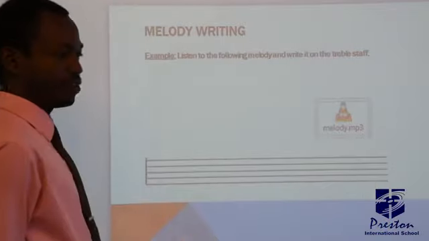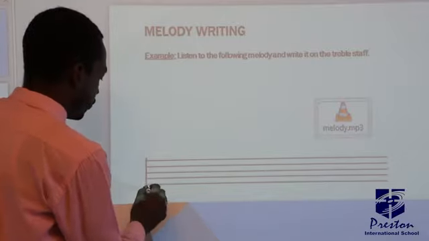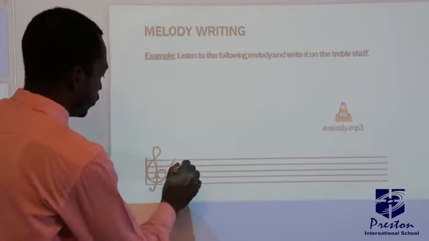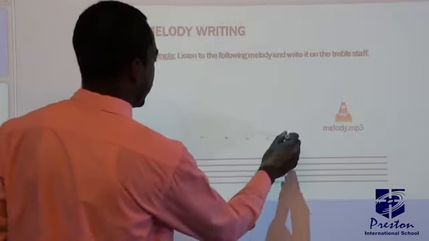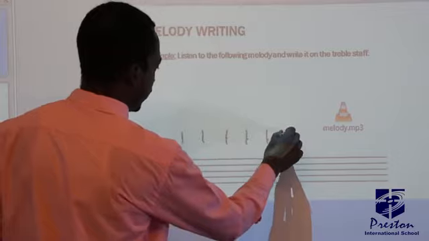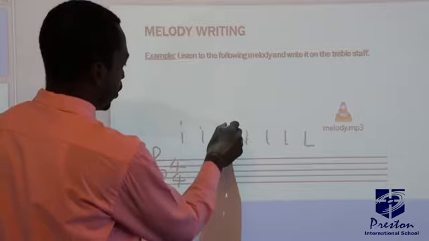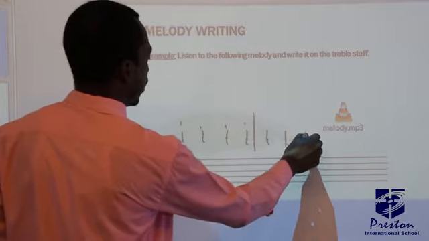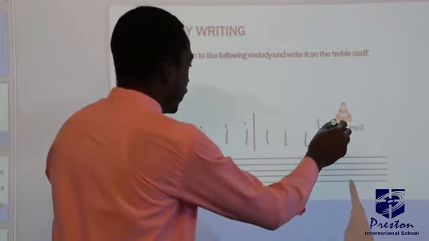So you need to know the beat is in 4-4 time. 4-4 time signature. And it sounds ta ta ta ta ta ta ta. And this is 1-1-1-1. That is the first bar. Then 1-1-1-2. It's going to give you 2. Let's listen to it again.